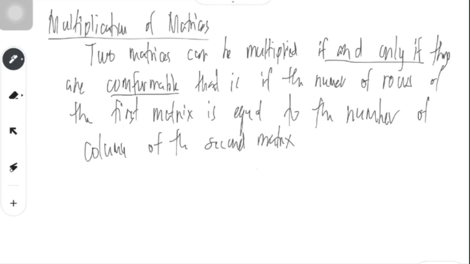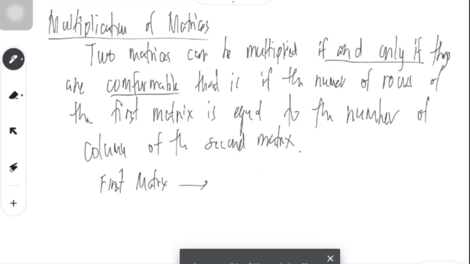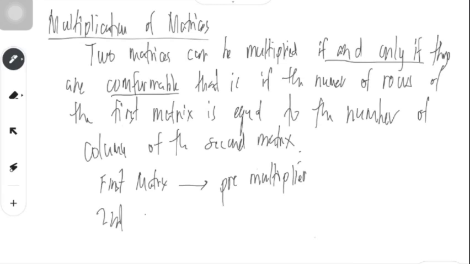So yung first matrix, yun yung sinasabing pre-multiplier, no? Itong first matrix na ito ay ang pre-multiplier. While the second matrix is known as the post-multiplier.